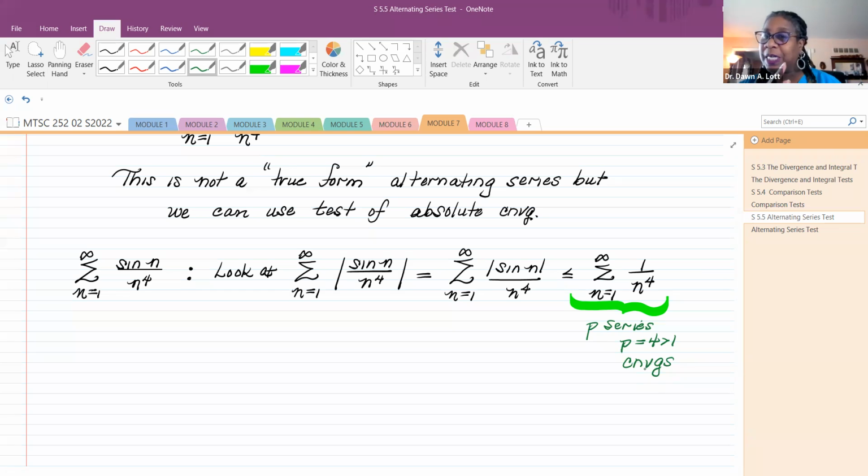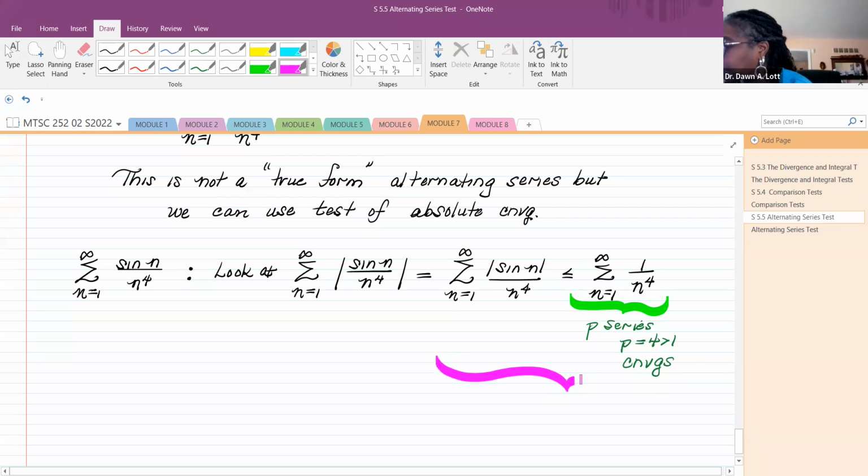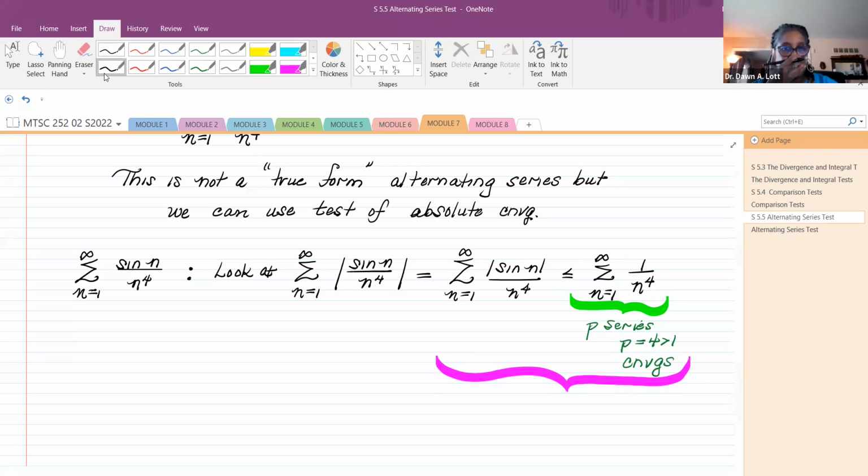Okay, now here's the trick. What am I using here? This series is less than that series. So what am I using? I have one series less than the series that already converges. What am I using? Which test? Is it the alternating series test?